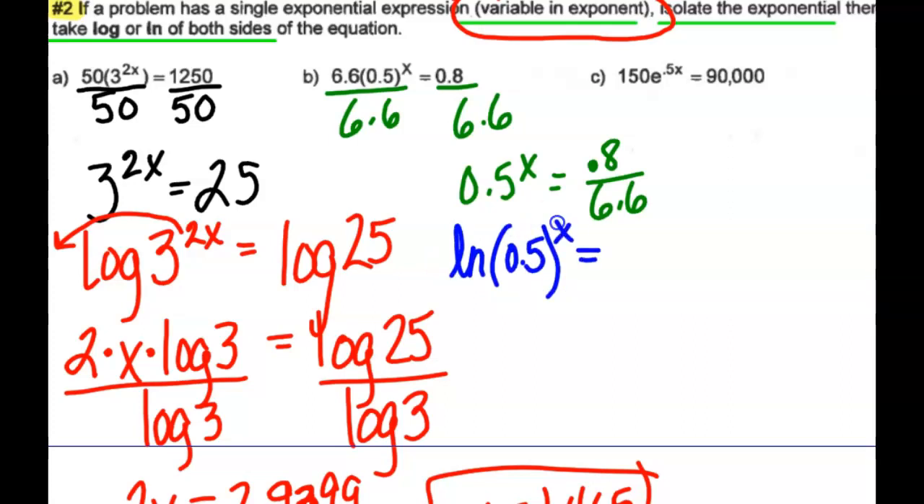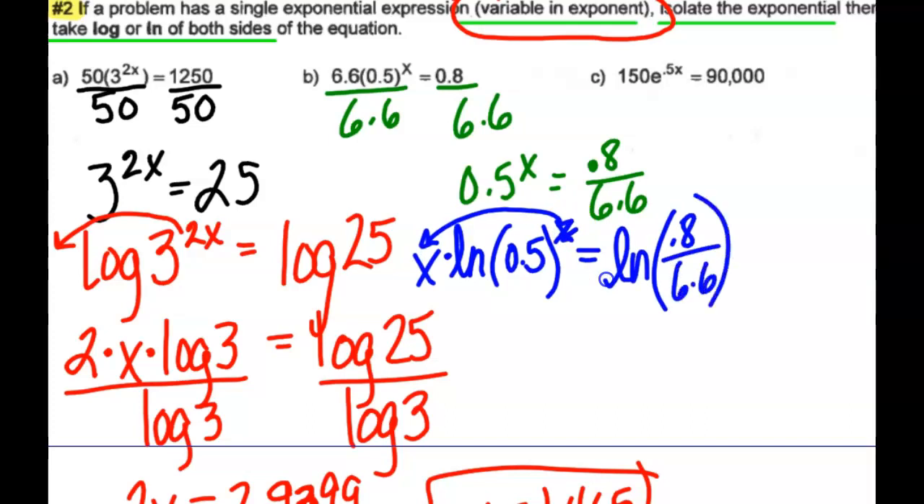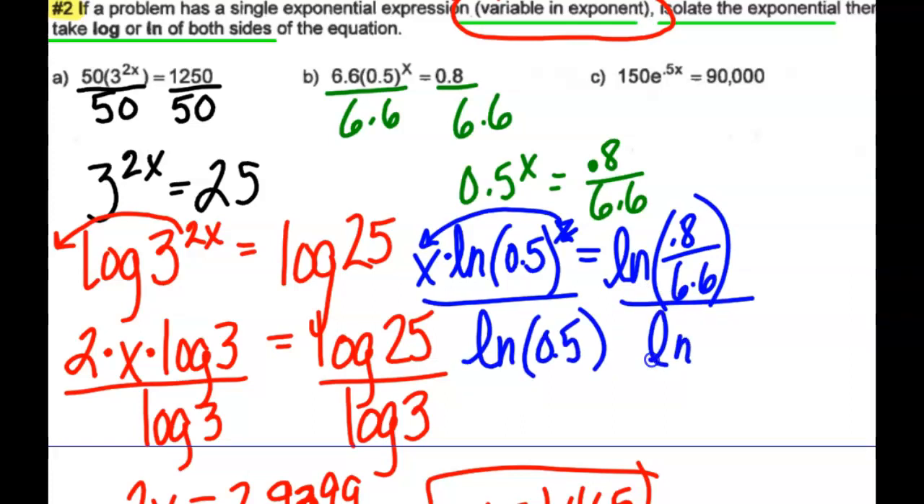And where's that x going to move? It's going to move to the front as a multiplication. And I have the log of 0.8 over 6.6. I just didn't bother to type it yet. And then I'm going to divide both sides by what? The natural log of 0.5 or log, it doesn't matter. But that's going to give me x. But I didn't bother to type because I didn't want to have decimals to have to round along the way. Are you seeing what I'm saying here? And I just didn't have to touch my calculator yet.